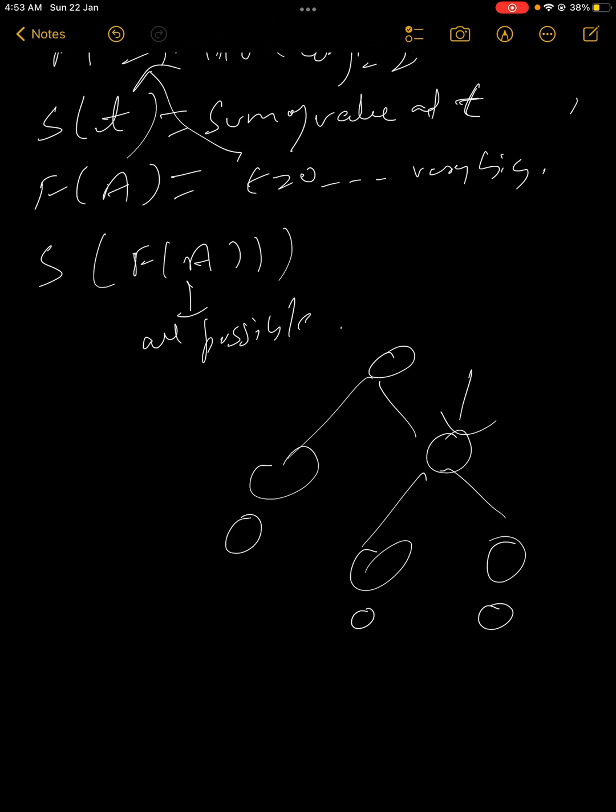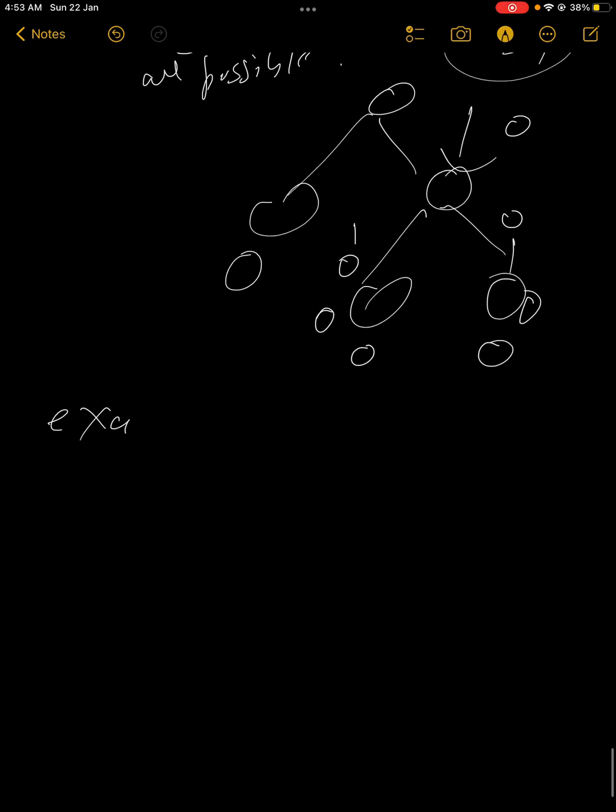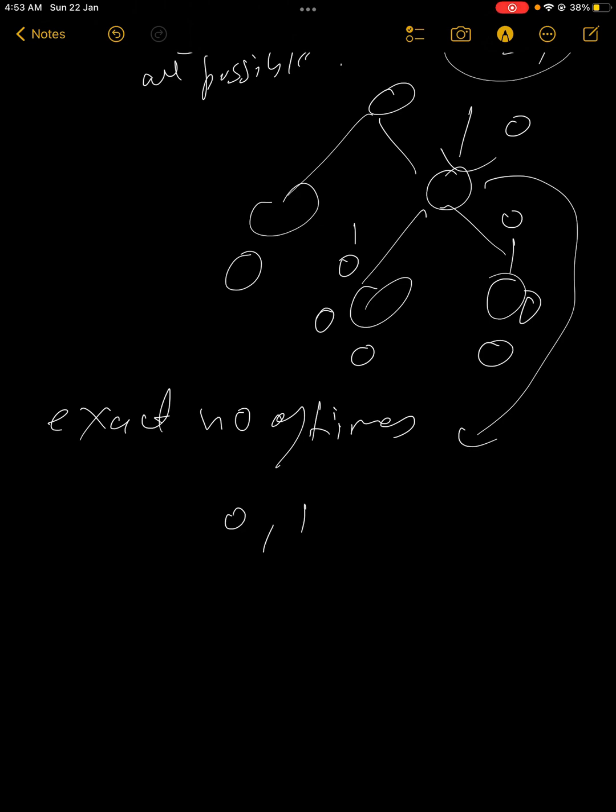Is that true? Yes. In which case will it be 1? When in the initial configuration this was 0 and this was 1, then it can be 1. When this was 1 and this was 0, then it can be 1. When both were 0 in the initial configuration, then this would have been 0 at t equal to 1. So it can be both 0 or 1. Now if you find the exact number of times this particular node is 0 or 1, then you will get a hint to solve this problem.